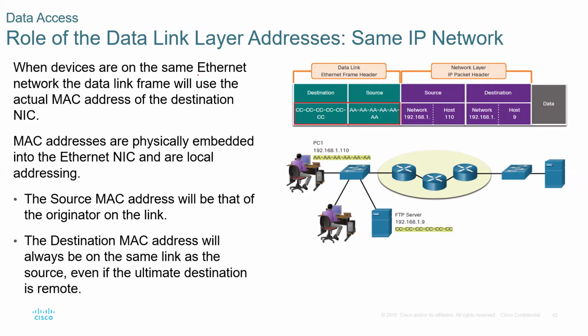All right, when devices are on the same Ethernet network, the data link frame will use the actual MAC address of the destination NIC. MAC addresses are physically embedded into the Ethernet NIC and are local addressing. The source MAC will be of the originator, and the destination MAC will always be on the same link as the source. A MAC address is another type of address in a physical device. It identifies the physical device.